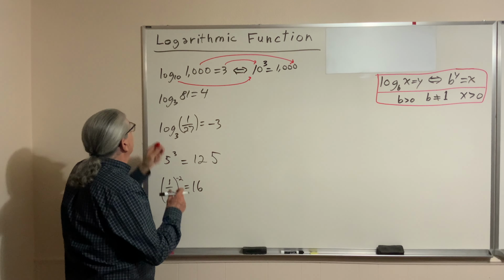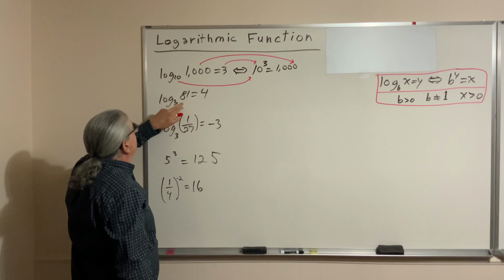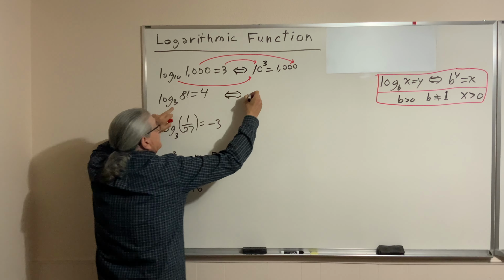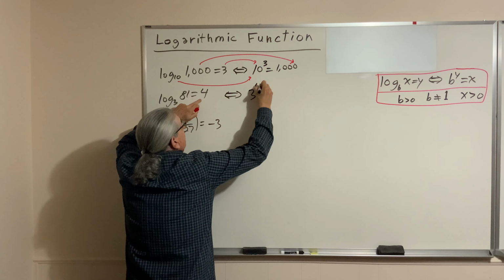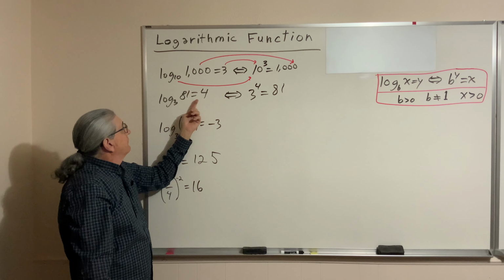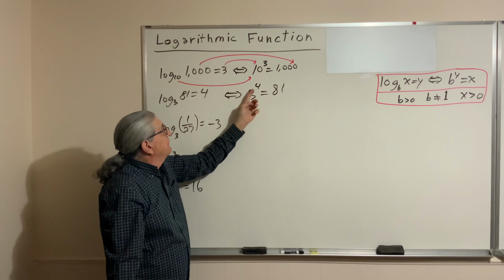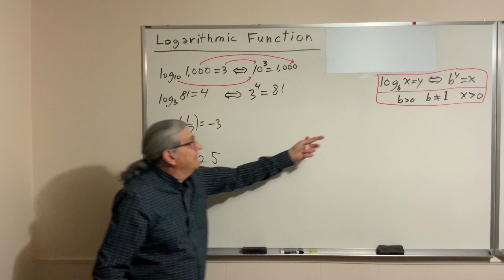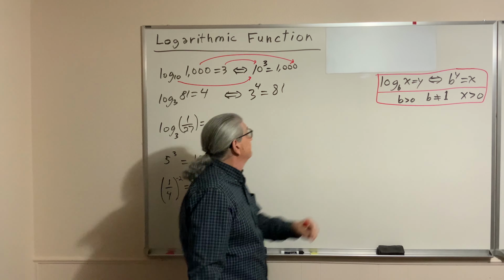So let's take this one. Log base 3 of 81 is 4. If and only if the base 3 to the 4th power equals 81. Log base 3 of 81 equals 4. So 3 to the 4th equals 81. You want to be able to do this in your sleep. You want to have this down pat.